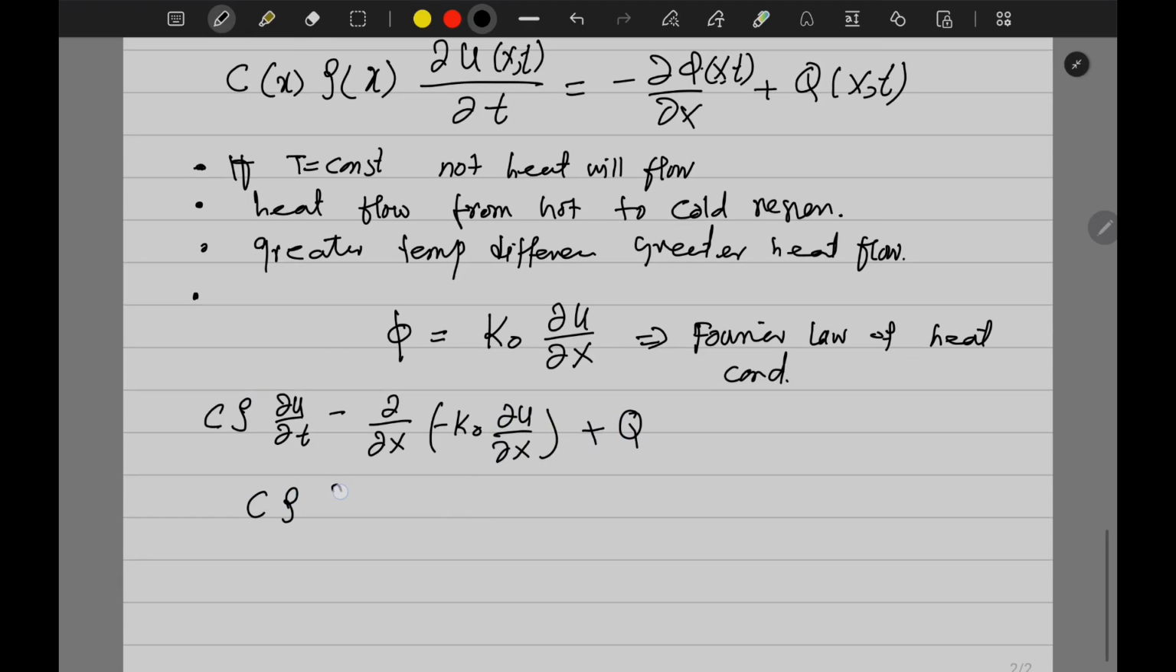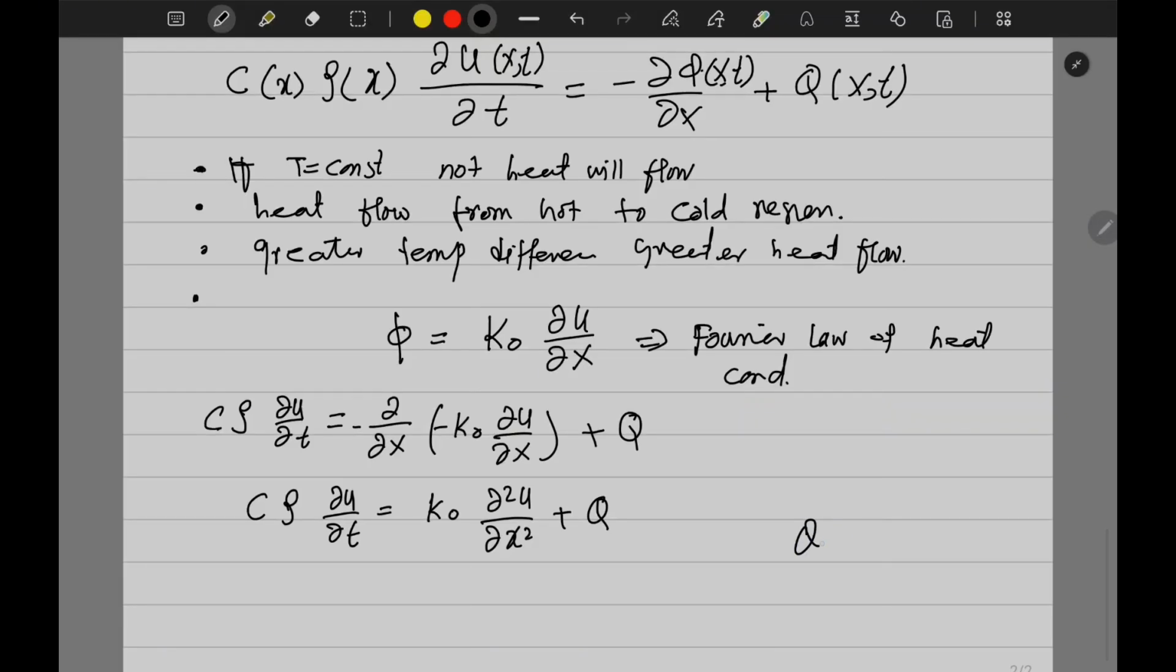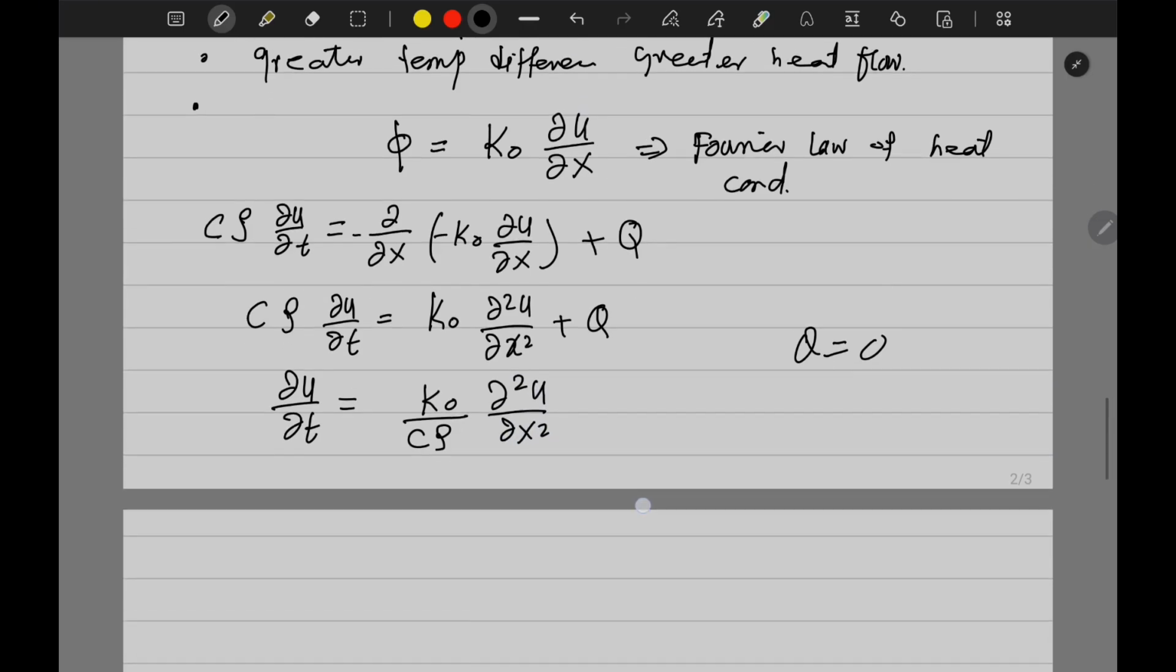So c ρ du/dt equals k₀ d²u/dx² plus q. So now we have a second order differential equation. This is the heat equation. If there is no source, q equals 0, for example, then we divide everything by c ρ. So du/dt equals k₀ divided by c ρ times d²u/dx². So this is the heat equation.